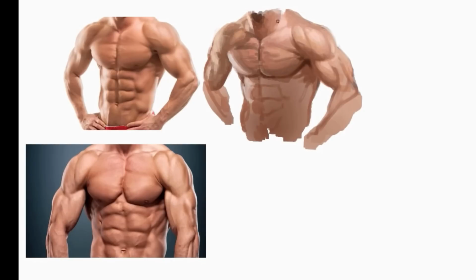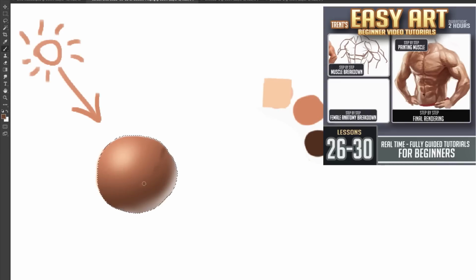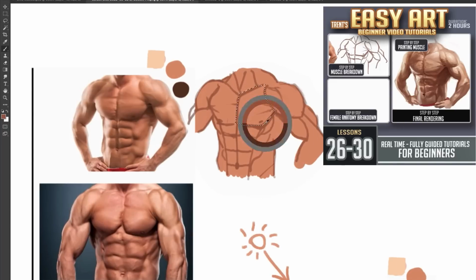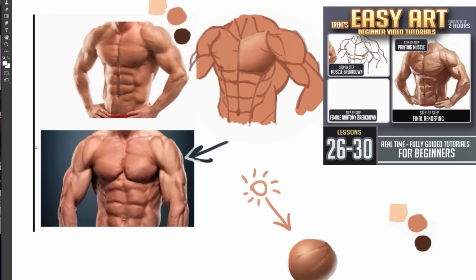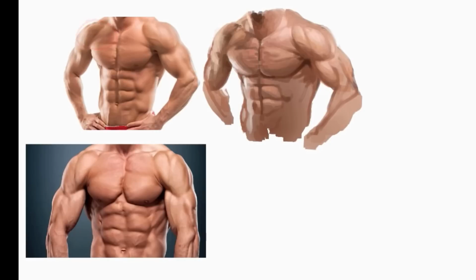You have to do some studies, and that means studying anatomy. Right now in my easy art lessons, I'm just starting on lessons 26 through 30, and these are focused on the human torso. It's an anatomical breakdown. I'm digging into all the muscle groups, and I'm talking about how they flex, how they intersect and how they connect, and then how you can draw them at any angle.